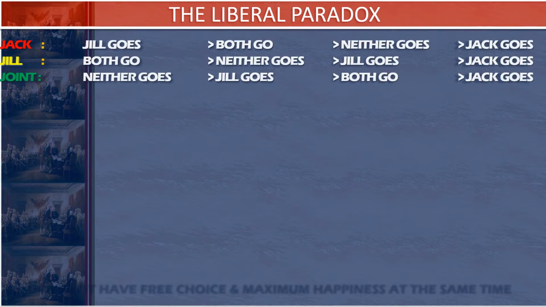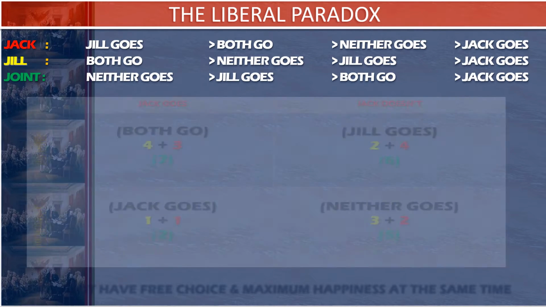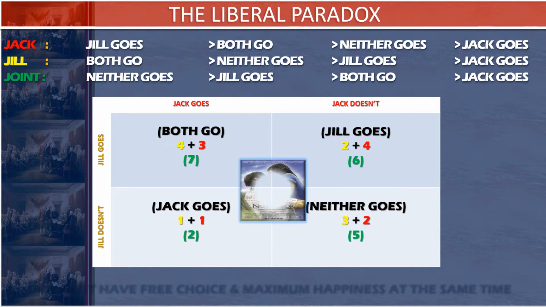The other one I want to show you is something called the liberal paradox, and this comes from the economist Amartya Sen. And this is basically trying to explain why sometimes if you give everyone free choice, you're not going to get the best outcome in terms of making the most people happy.